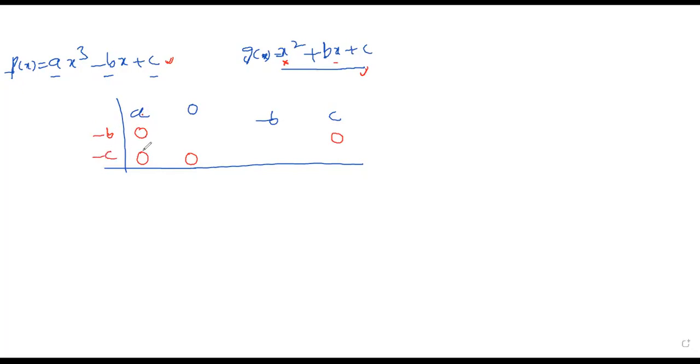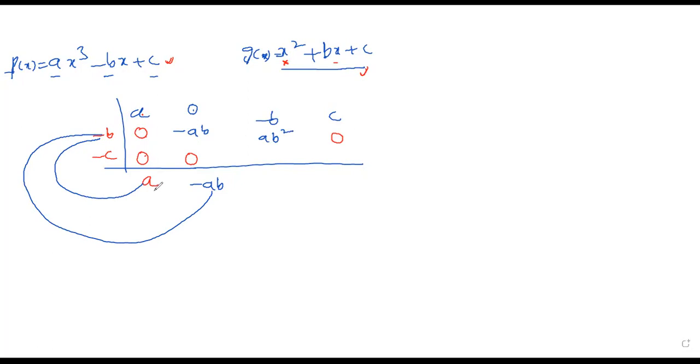First, this is a plus 0, which means here a. Again you have to multiply this a and minus b and write here minus ab. So 0 minus ab means minus ab. I am doing addition only here, nothing else. Minus ab into minus b, that means ab square. And we have to fill this also here. Go back and write a into minus c, that is minus ac.